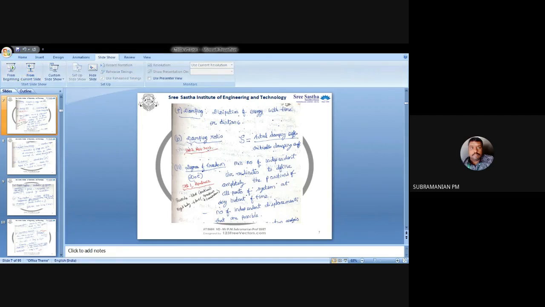And we have seen damping ratio. That is an important parameter in vehicle dynamics. What is a damping ratio? That is the actual damping coefficient divided by the critical damping coefficient.